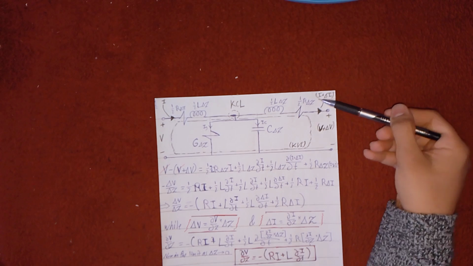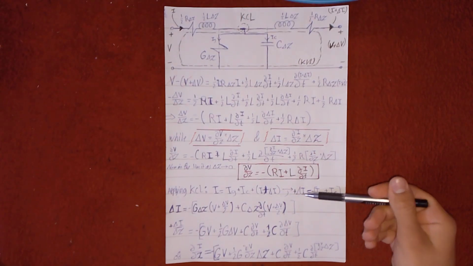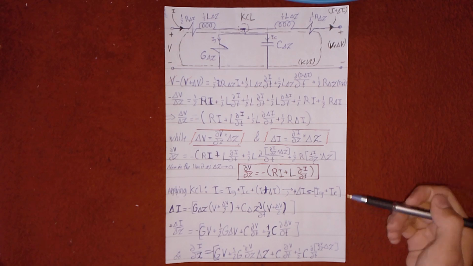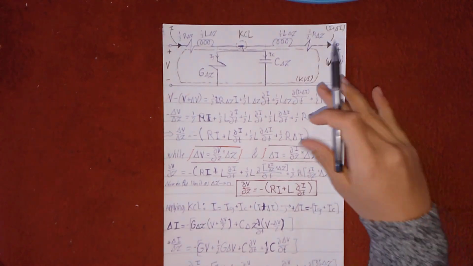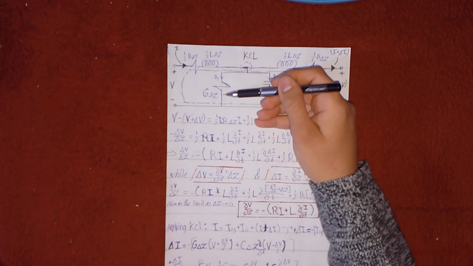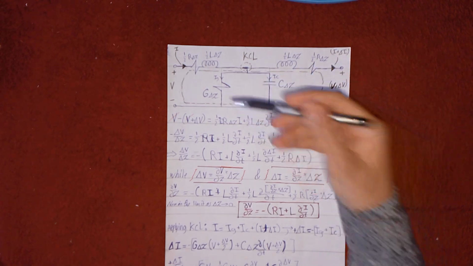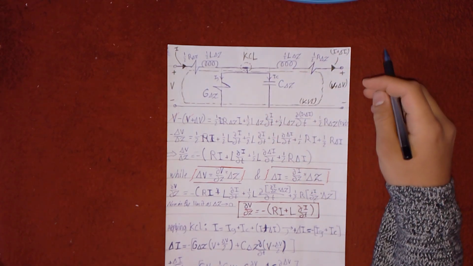Now applying the Kirchhoff current law into this node, I is entering the node, so I is equal to Ig plus Ic plus I plus delta I. Simplifying, delta I is equal to negative Ig plus Ic. Now Ig is the current through the conductance, which is the voltage across the conductance times the conductance itself, because the conductance is simply the inverse of the resistance.